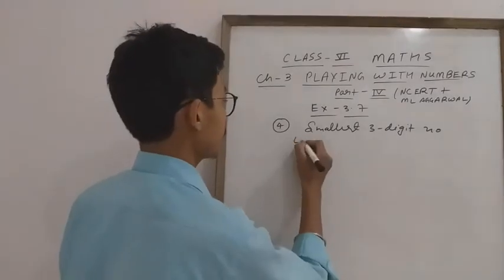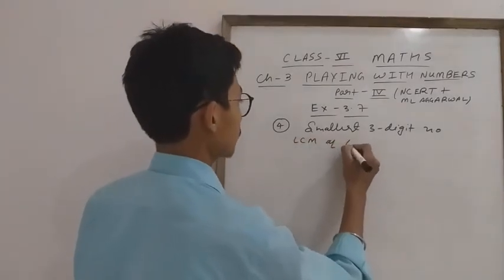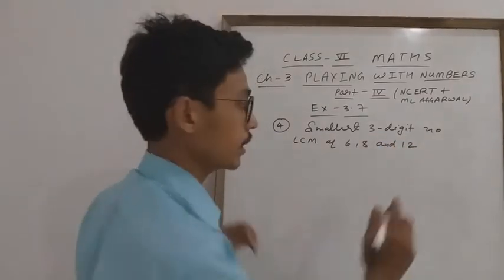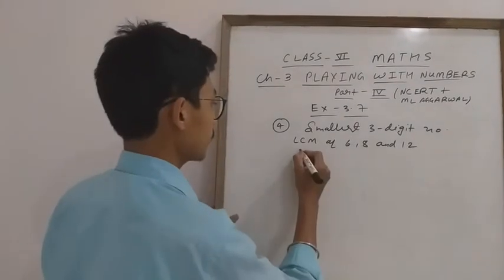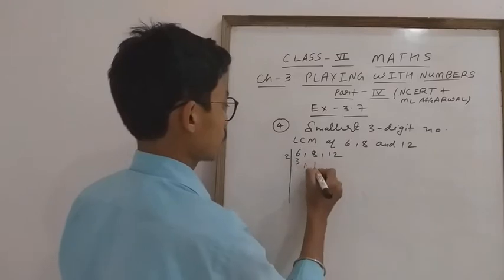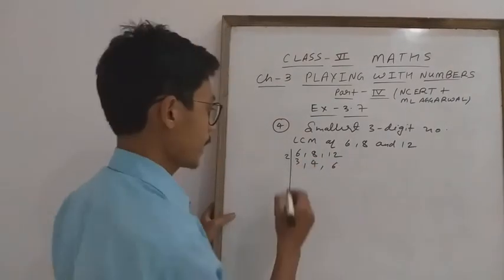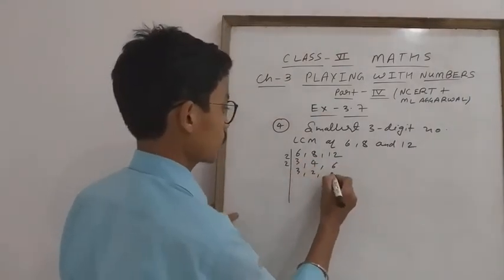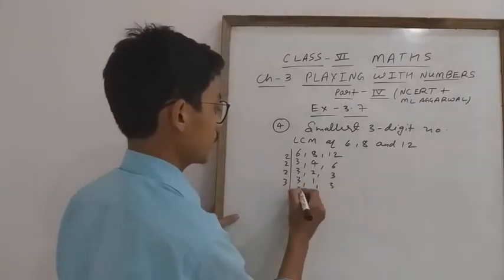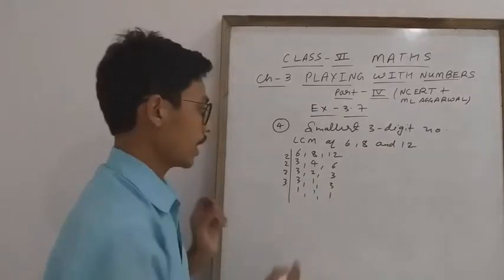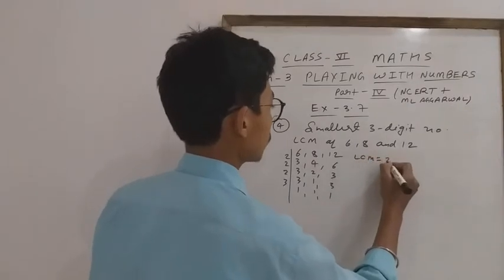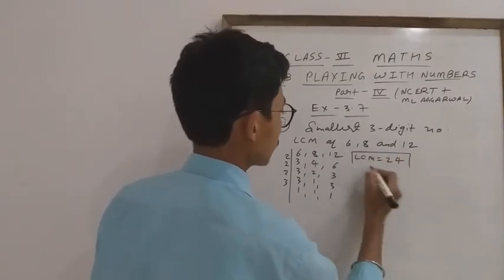So first we will find out the LCM of 6, 8 and 12. Clear everyone? So first find out the LCM. 2 threes are 6, 2 fours are 8, 2 sixes are 12. Again 3, 2 twos are 4, 2 threes are 6. Then 3, 2 ones are 2, 3. Again 3 ones are 3, 3 ones are 3. Now it will come 2 twos are 4, 2 fours are 8, 3 eights are 24. It means the LCM is equal to 24.